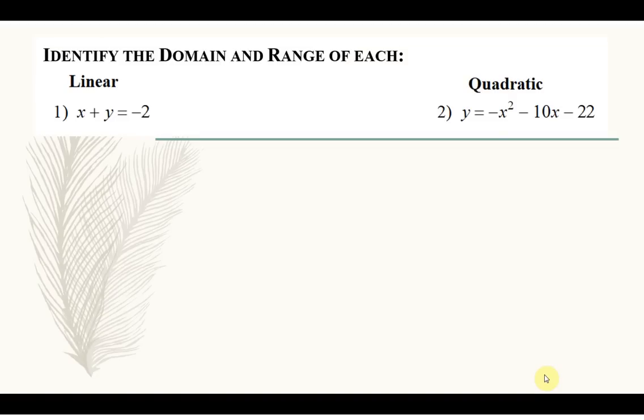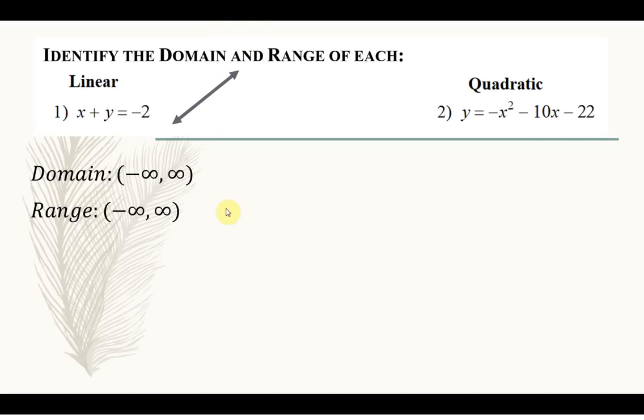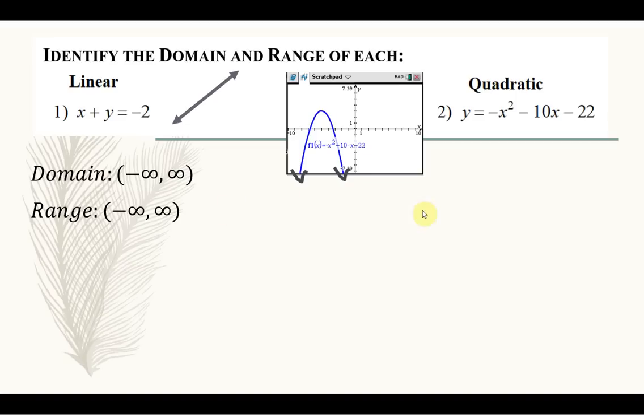If we were identifying the domain and range of a linear function, we would graph it and see, from left to right, I go forever to the left, forever to the right, so it'd be negative infinity to positive infinity. I go forever down, forever up, so that would also be negative infinity to positive infinity. So every single linear equation will always be negative infinity to positive infinity for both domain and range.